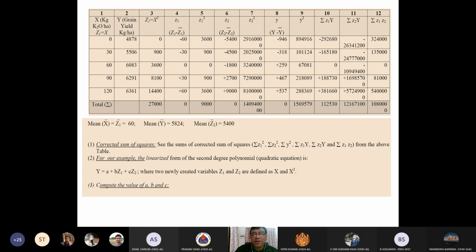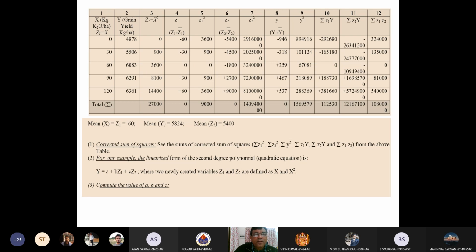So now you see the table. In the table, there are different columns, starting from column 1, 2, 3, 4 up to 12. So see column number 1, where you have the input, which is the independent variable: x kg K2O per hectare. Z1 is equal to x. So x has been converted with some relationship into Z1. So now this x is your Z1: 0, 30, 60, it has the same value. And then y, it is grain yield.